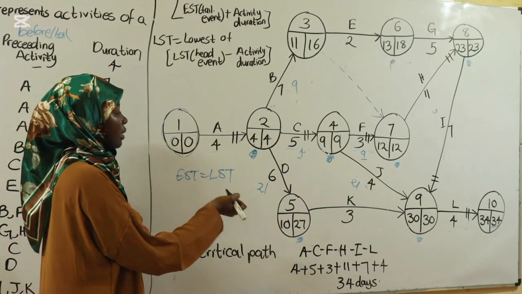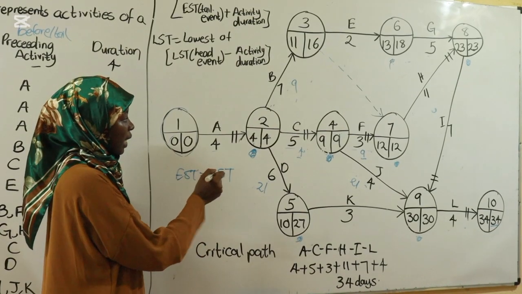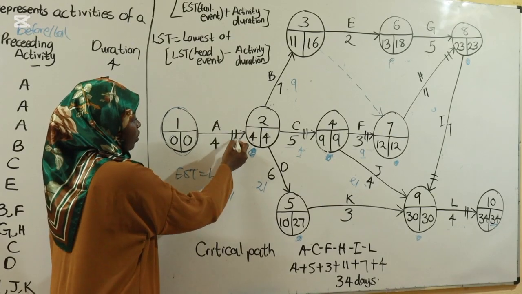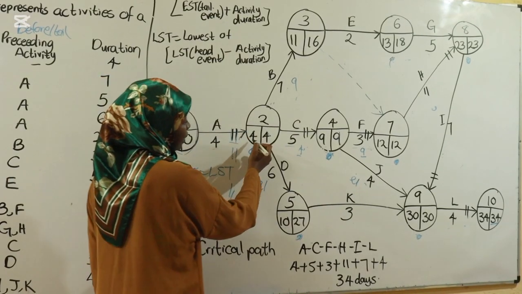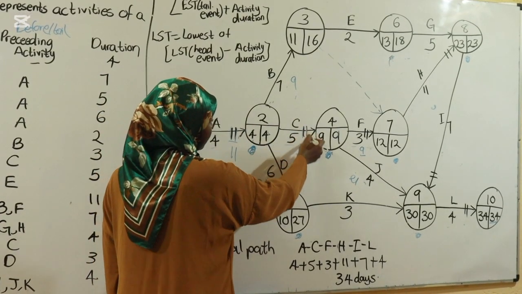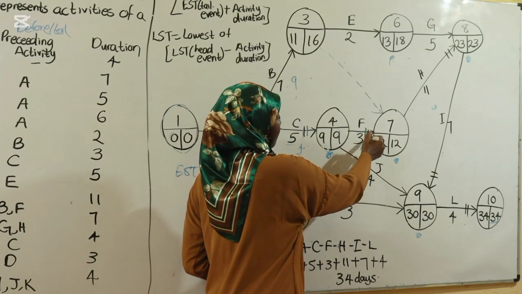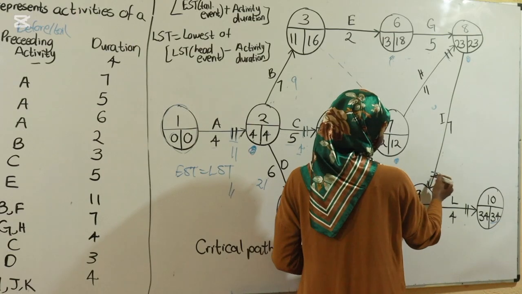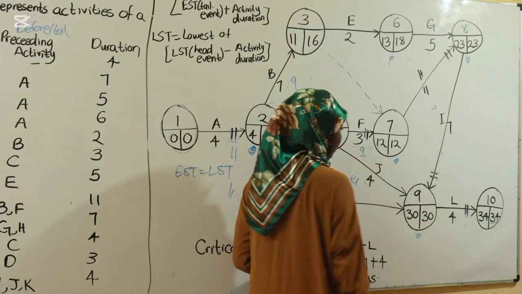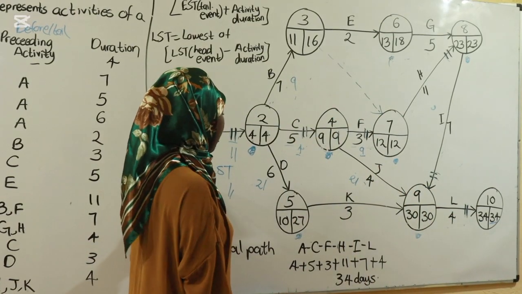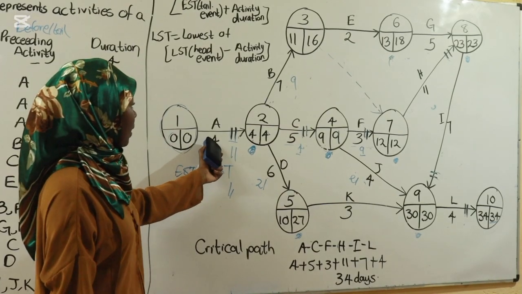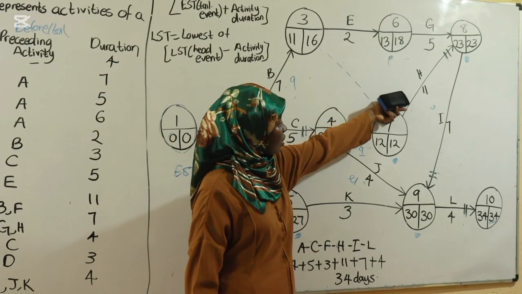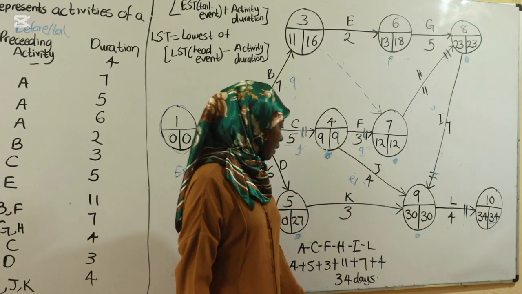So when you want to show your critical path, you can either use a different color to show the path, or you can use these 2 lines here. So we said where the EST and LST are equal. So it's here, here, here, and here. That is how you're going to show your critical path. So your critical path is A, C, F, H, I, and then L.